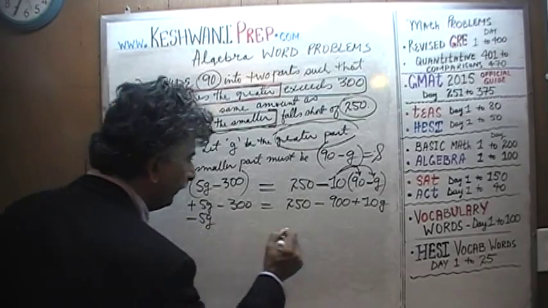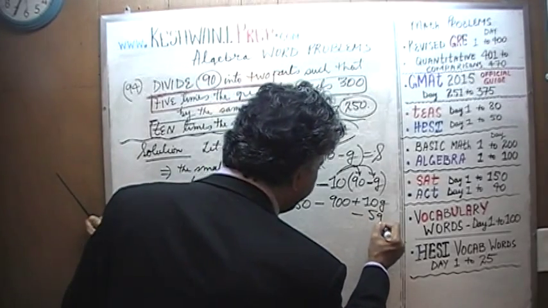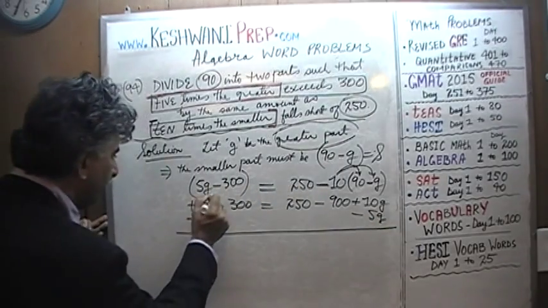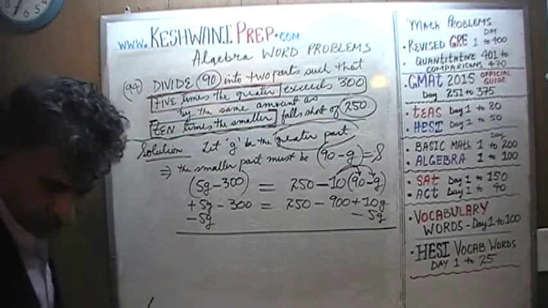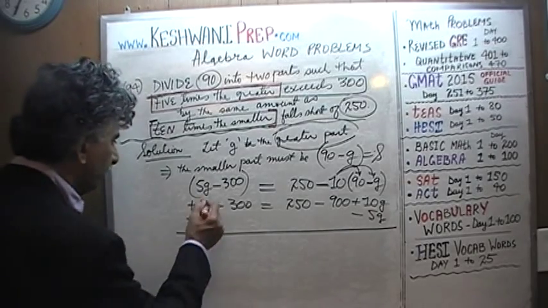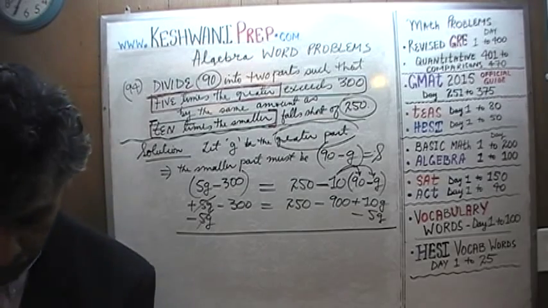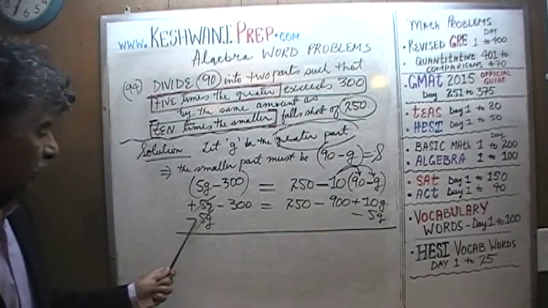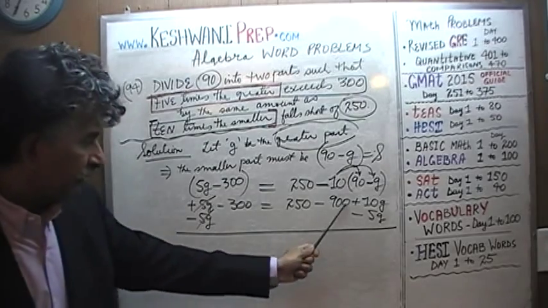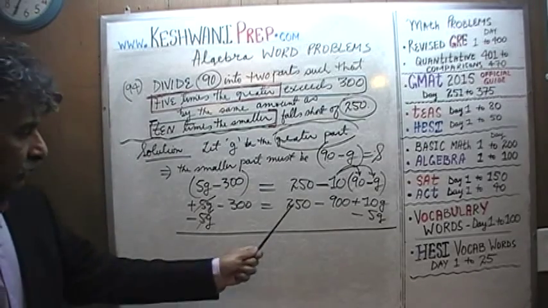Negative 5g here, negative 5g here, and then this positive 5g and negative 5g is gone. We're going to do it in red ink so you can see it. What else do we have to do? Now that we have brought the variables to that side, we must bring the numbers to the other side.